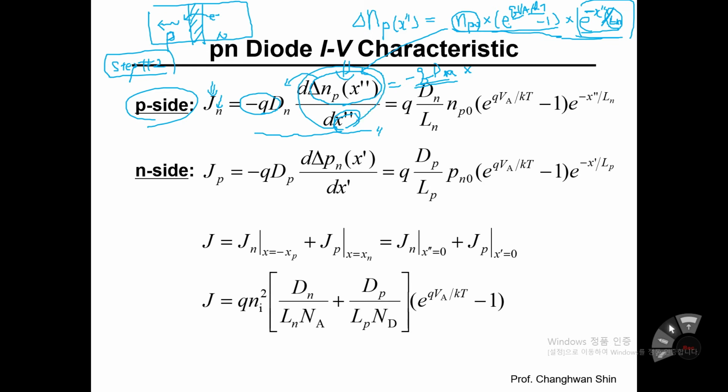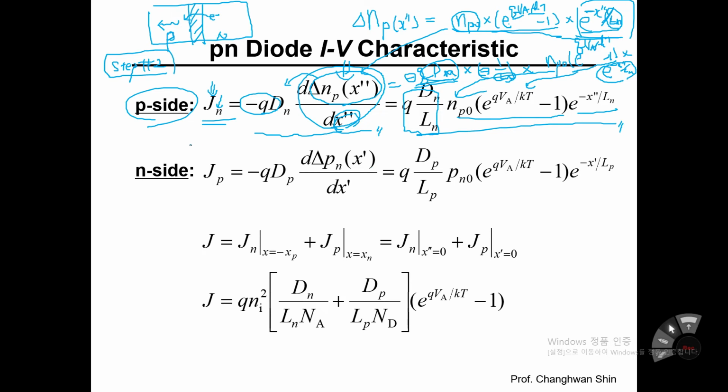And once you take the first derivative of delta n_p extra prime, minus 1 over L_n times n_p0 exponential qV_A over kT minus 1 times exponential minus x2 prime over L_n, now those two minuses cancel out each other, and qD_n divided by L_n. So you can see that term here, and n_p0 is here, and exponential qV_A over kT minus 1 is here, and the last term exponential minus x2 prime over L_n is here. Okay, so we're all done. So step number 2 is very simple. So in the P side, we can write down the electron diffusion current density, denoted as J_n, as this. Okay.